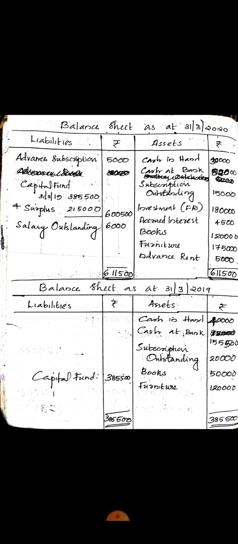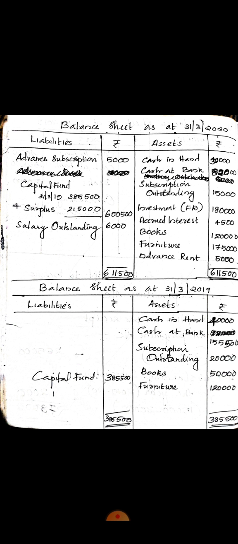Asset side: cash in hand 30,000. Cash at bank 82,000. Outstanding subscription 15,000. Investment 1,80,000. Accrued interest on investment. Investment means fixed deposit. Accrued interest on fixed deposit 4,500.